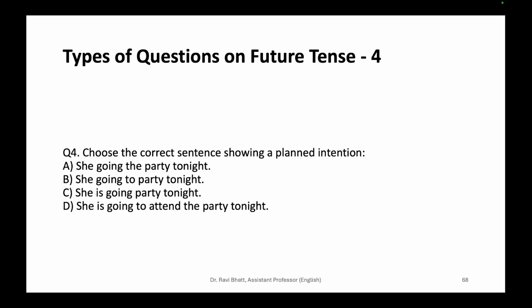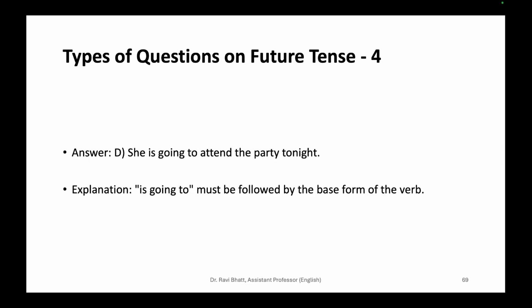Question number 4. Choose the correct sentence showing a planned intention. Okay, now we are referring to a planned intention. Now, she going the party tonight. She going to party tonight. She is going party tonight. She's going to attend the party tonight. So the correct answer is D. She is going to attend the party tonight. Okay, going to is always followed by the base form of the verb.